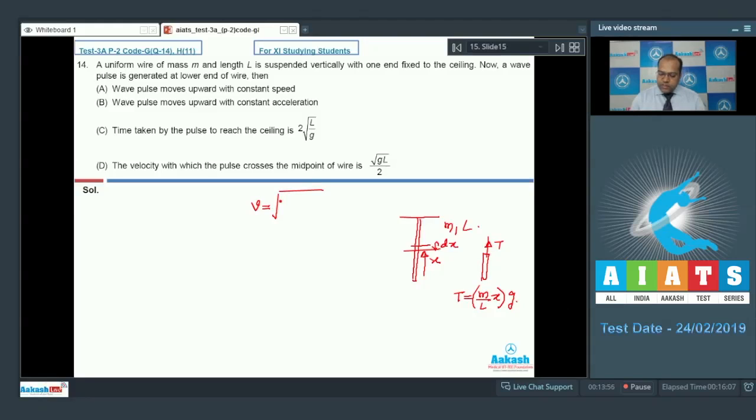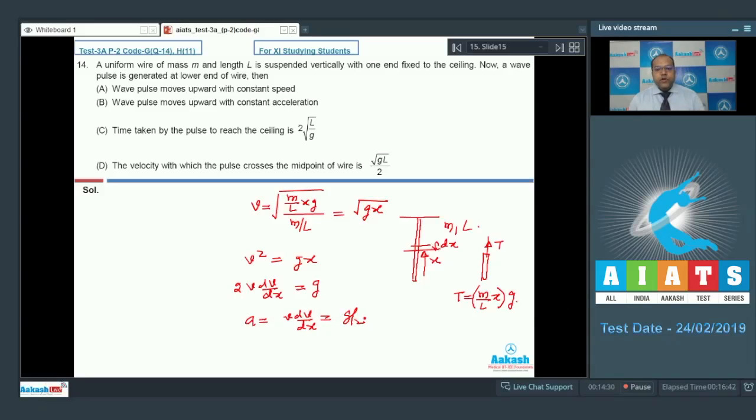So the value of T is this, that is m by L into x into g, divided by mu, and the value of mu is m by L. So it comes out to be under root g into x. If I square this equation, then it can be written as v square is equal to gx. If I differentiate this, 2 into v dv by dx is equal to g, so the acceleration, that is v dv by dx, is equal to g by 2. In option B, it is given that the wave pulse moves upward with constant acceleration. So option B is correct.